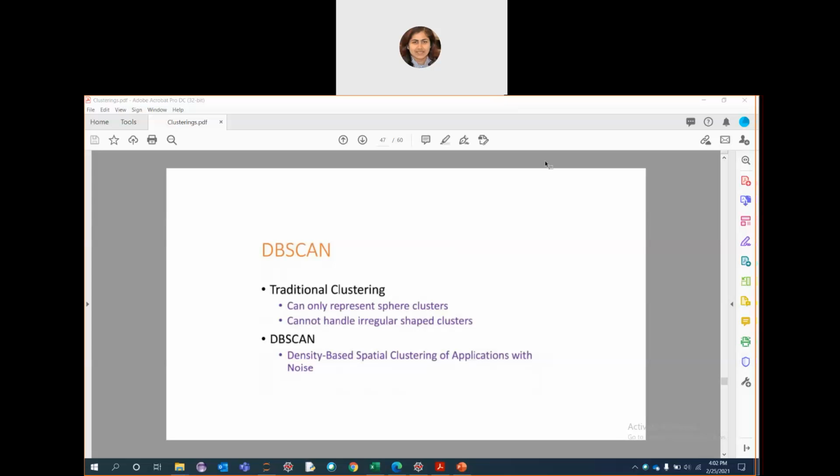So let's just start, starting with DBScan. DBScan's full form is actually Density-Based Spatial Clustering of Applications with Noise. So the name looks big, but it is a well known data clustering algorithm that is commonly used in data mining and machine learning.